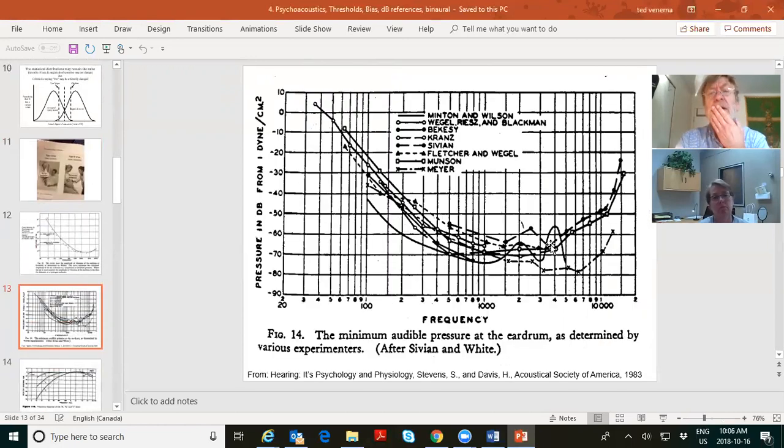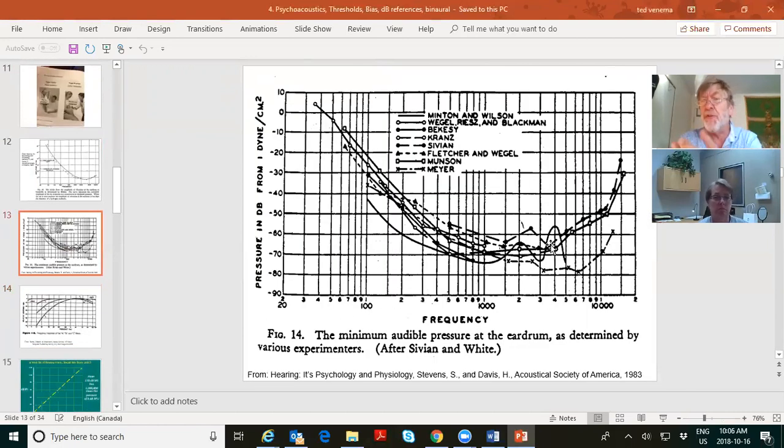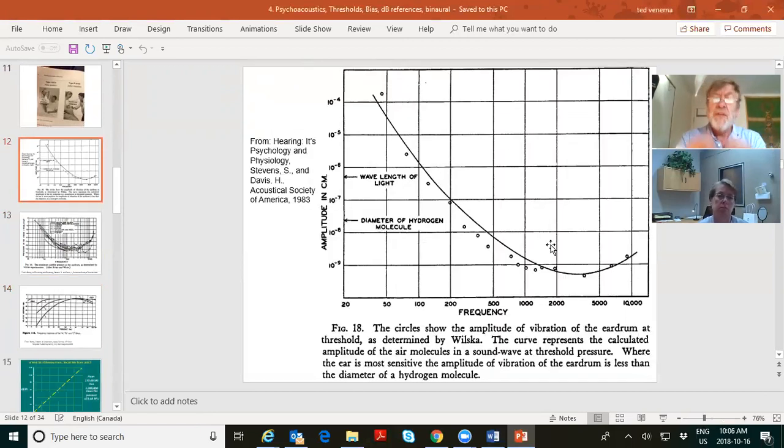So now we start looking at all of these weird curves. Look at these curves. Look at this one first, and I'm going to circle here, look at the bottom. The circles show the amplitude of vibration at the eardrum, at threshold, as determined by some guy named Wilska. And the curve represents the calculated amplitude of the air molecules in a sound wave at threshold, where the ear is most sensitive to the amplitude of vibration.